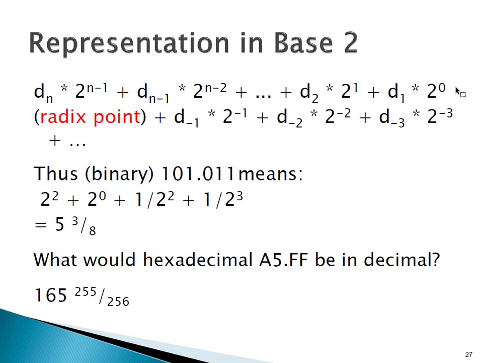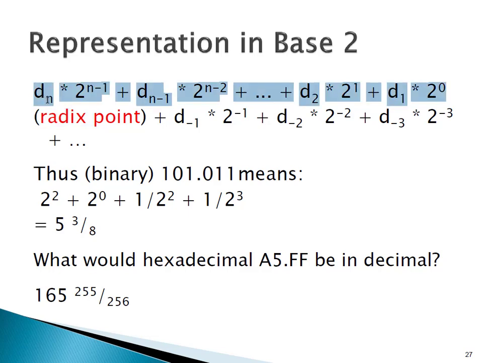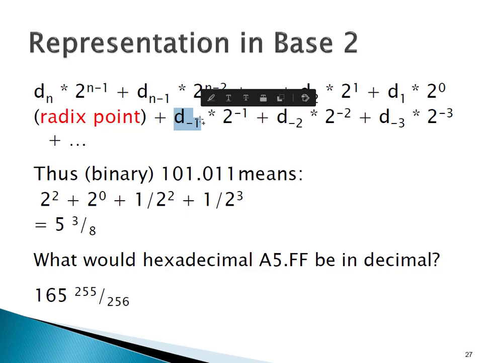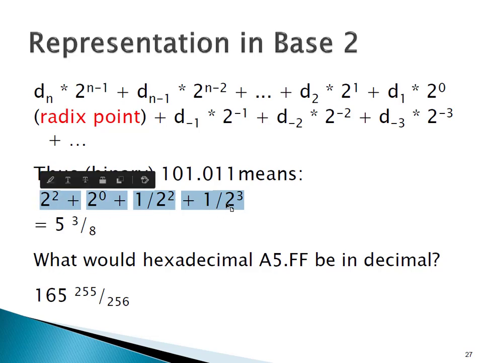And then you have the radix point. This is all we used to see before, but now we can extend it. Here's the radix point, plus the first digit after the radix point, which we call d_-1, in position minus 1, multiplied by 2 to the minus 1, plus d_-2 multiplied by 2 to the minus 2. That's r to the minus 2. This was a base 2 value. So thus, for binary, this simply means this. To convert it to base 10, well, this side is easy.